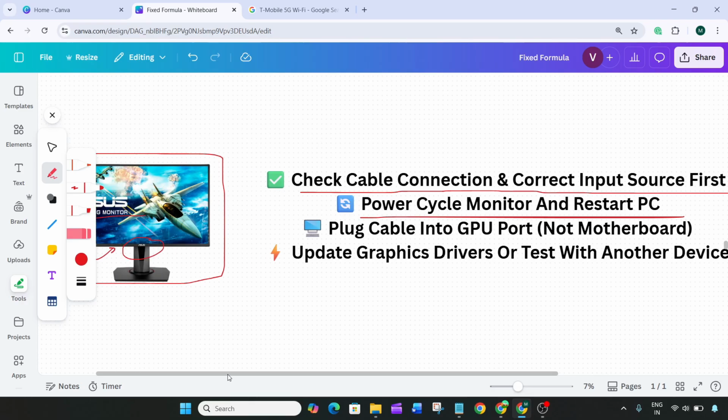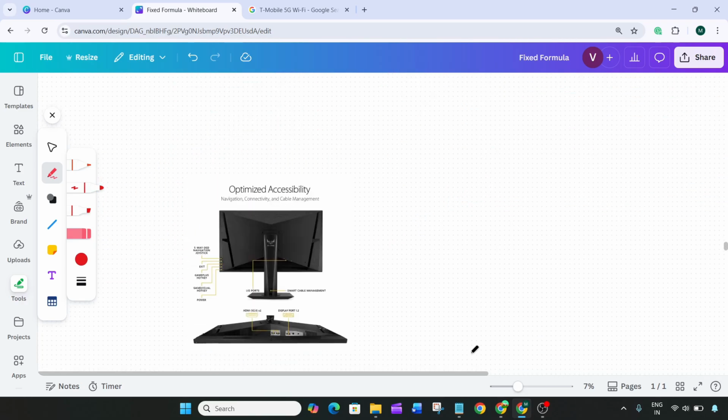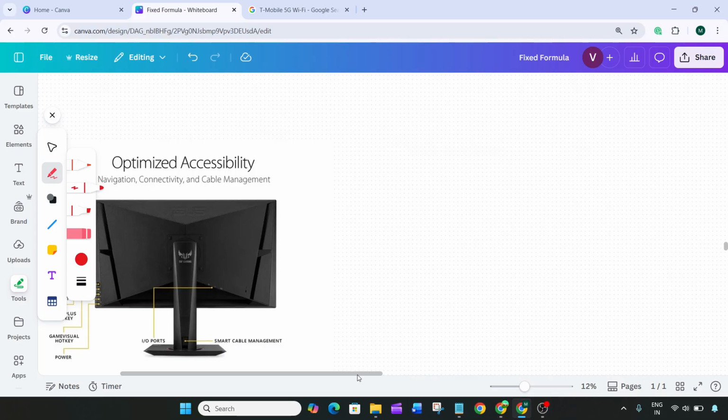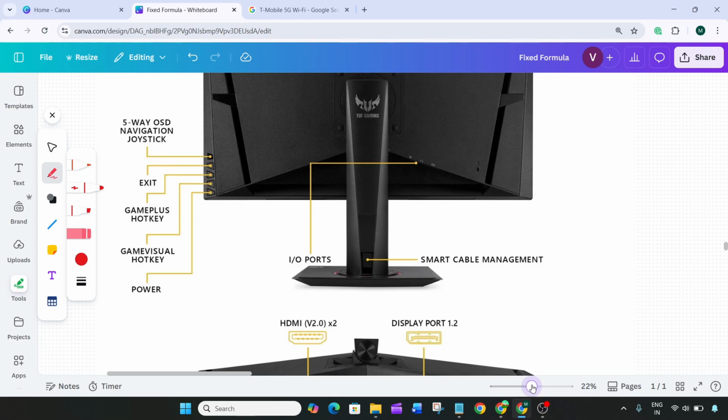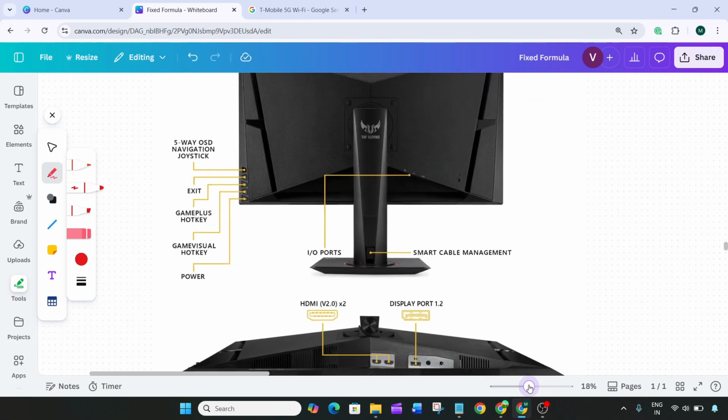is selected. A quick power reset can also help, so unplug the monitor for about 30 seconds, plug it back in, and restart your computer to clear temporary glitches. If the problem continues, move on to deeper checks.